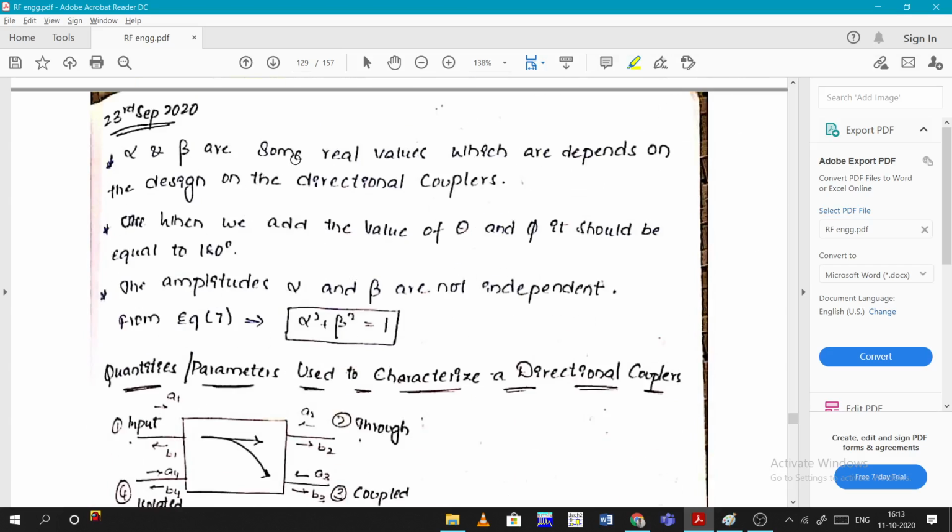Now, alpha and beta are real values which depend on the design of the directional coupler. The values of theta and phi should add up to 180, so theta plus phi should always be 180. That is one property. Another is that the amplitudes of alpha and beta are not independent. How are they dependent? The amplitude of alpha squared plus the amplitude of beta squared should sum up to 1.